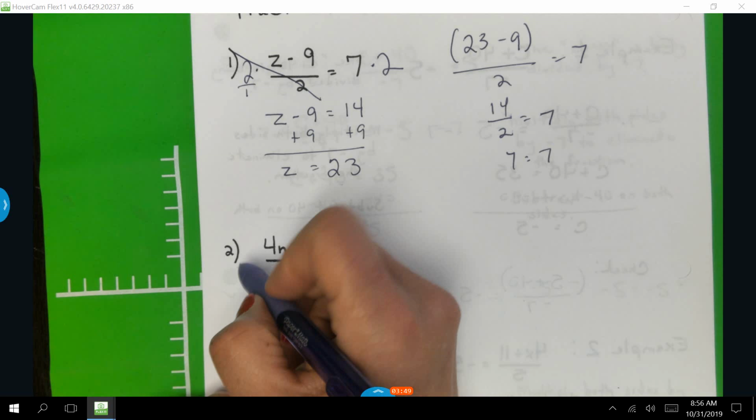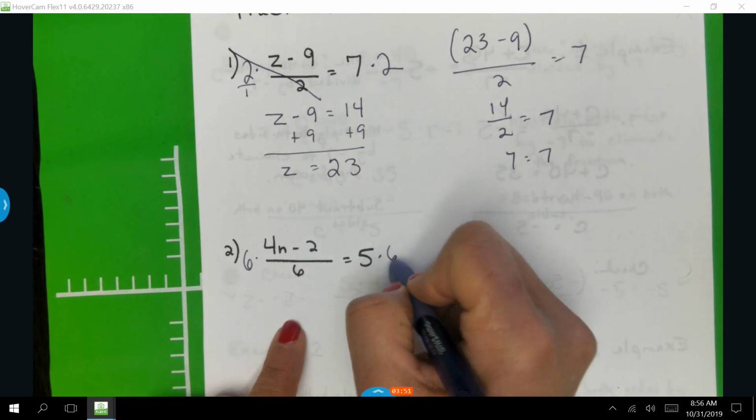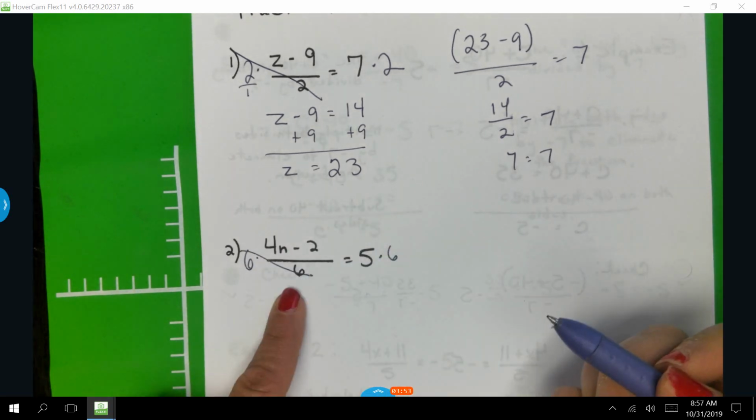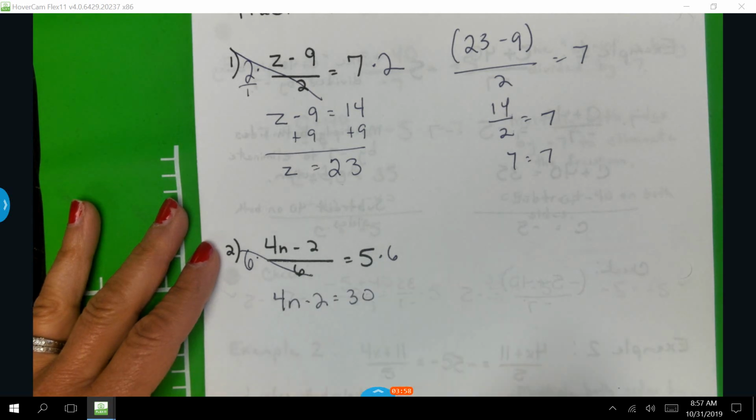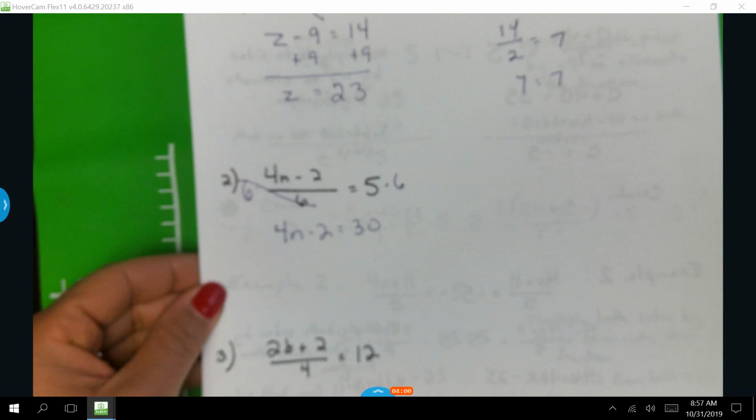The next one, you multiply by 6 on both sides, which makes it cancel. So now we have 4n minus 2 equals 30. Now what's our next step?